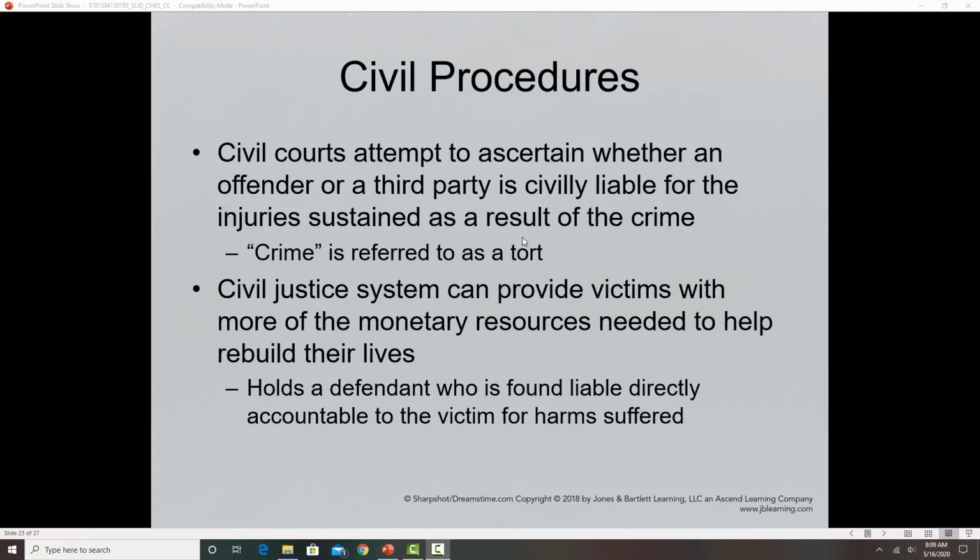Civil courts attempt to discern whether an offender or a third party is civilly liable for the injuries sustained as a result of a crime. The civil justice system can provide victims with more of the monetary resources that they need to help rebuild their lives.